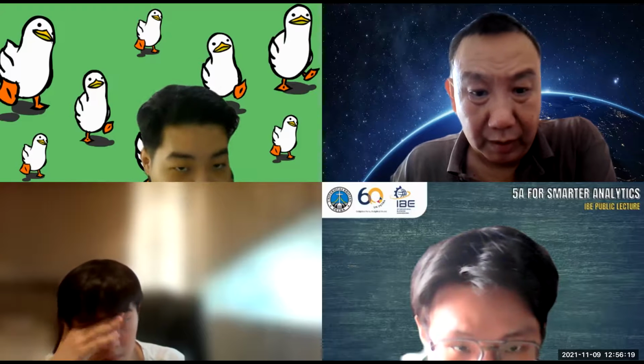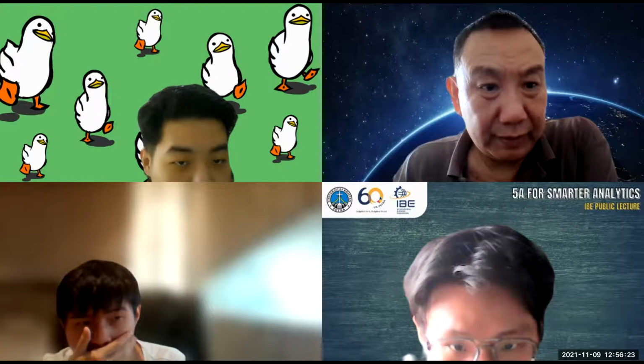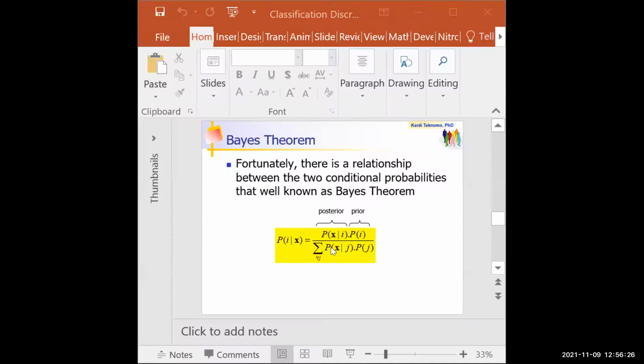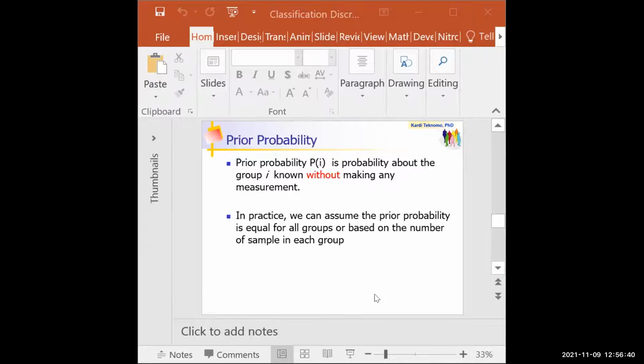This one, the P(X given I), is called the posterior probability. The P(I) is called the prior probability. So how do you get the prior probability? Prior probability is the probability about the group I that is known without making any measurement. So in practice, usually you assume prior probability equal for all groups in the beginning, based on the number of samples in the group.